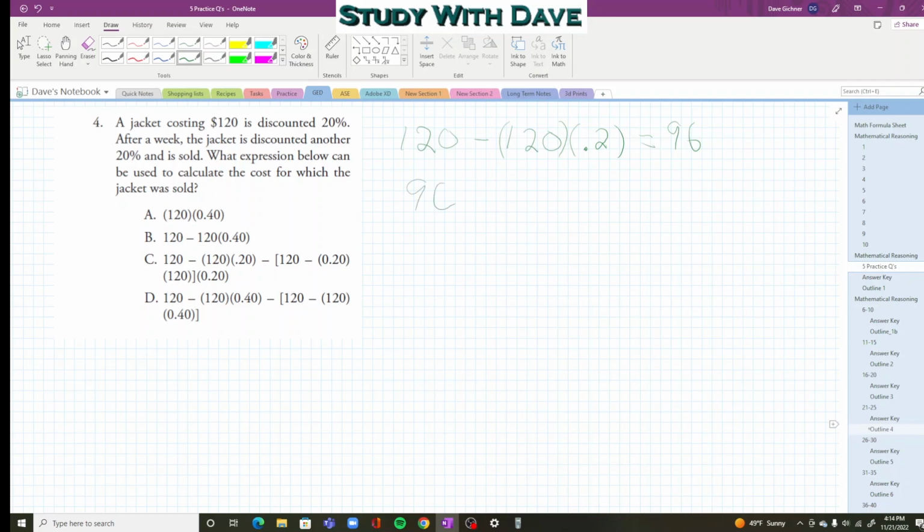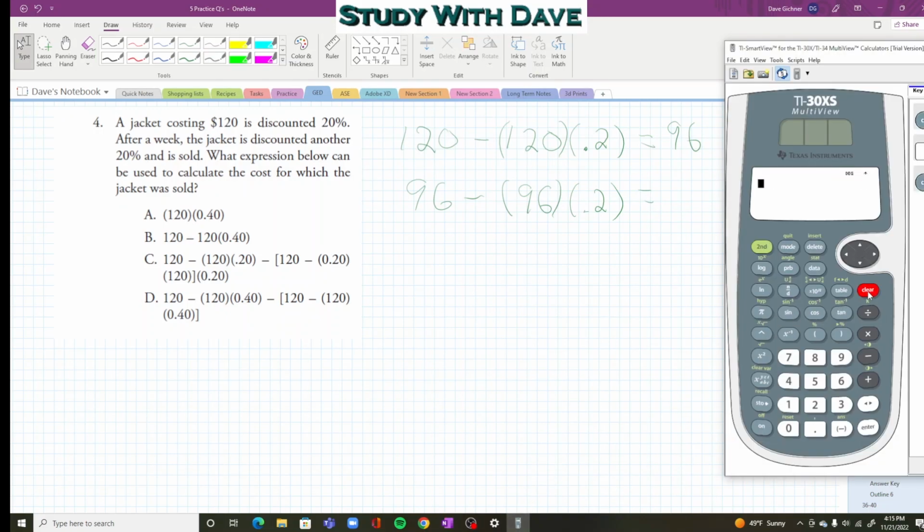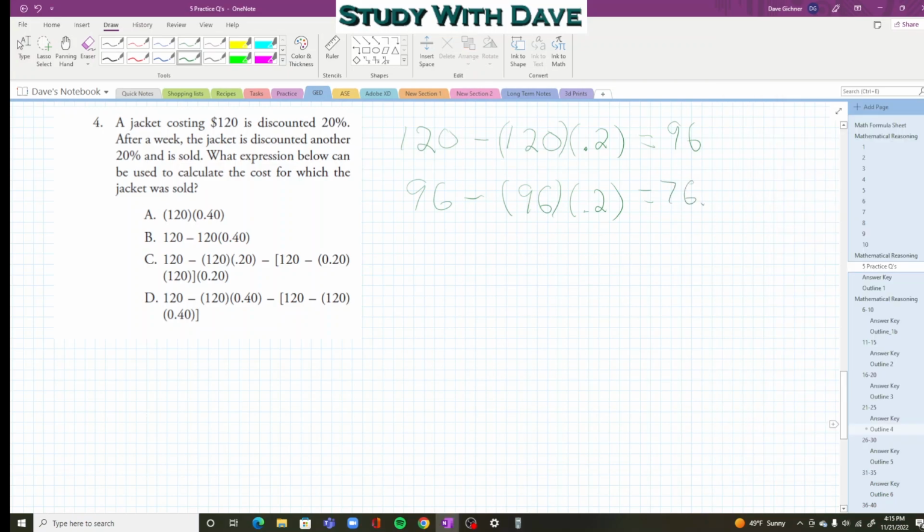So I would do it like this, but this problem is weird, so bear with me here. That's going to be 96 minus 96 times 0.2. We're basically just subtracting another 20% off of that price there. And let's bring out our TI-30 again. Clear it. We got 96 minus 96 times 0.2. So this is actually 76.8, which is going to be the cost of this jacket.